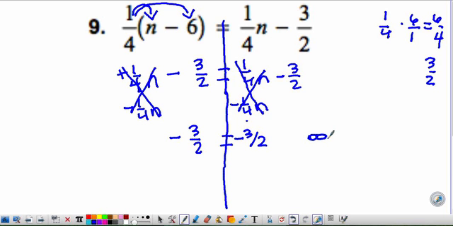Put them up. What if it was like negative 10 equals positive 10? Okay, is negative 10 actually equal to positive 10? No, so that is no solution. They have to actually be equal to each other. It has to be true.